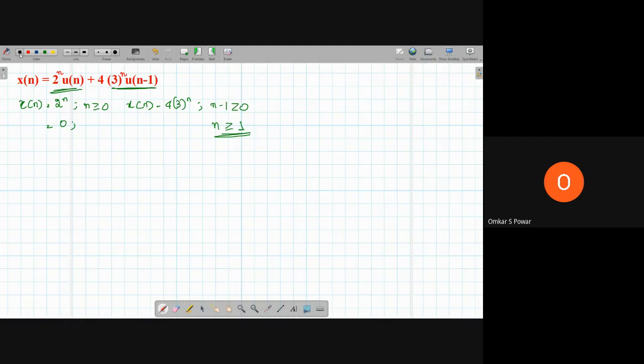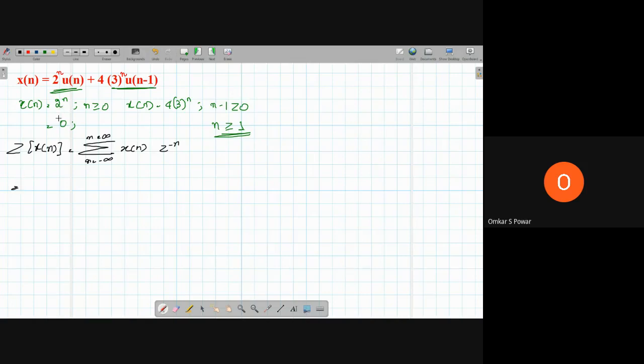Now let us write the formula and substitute. The z transform of x of n is equal to summation n varies from minus infinity to infinity of x of n z to the power of minus n.